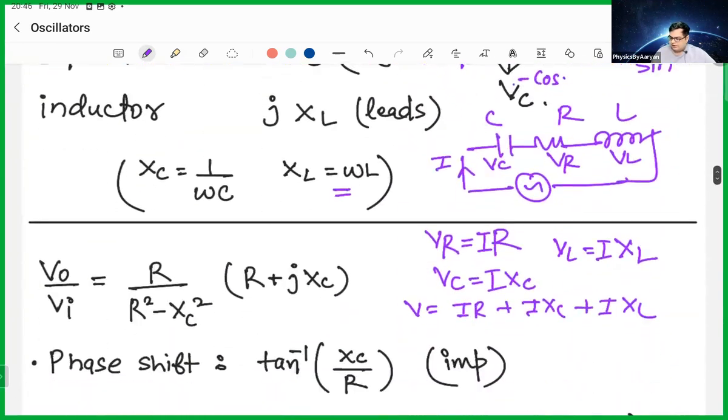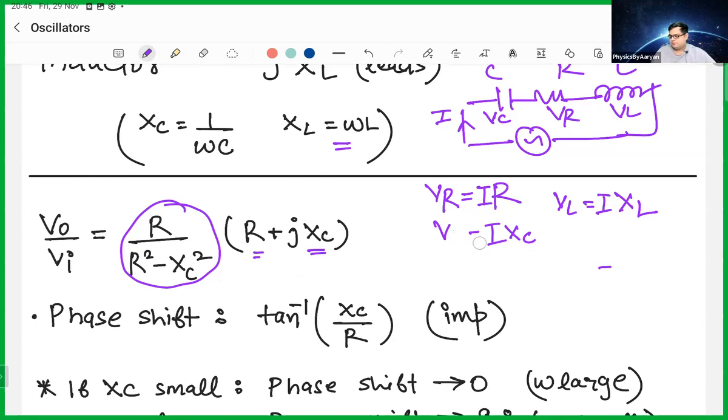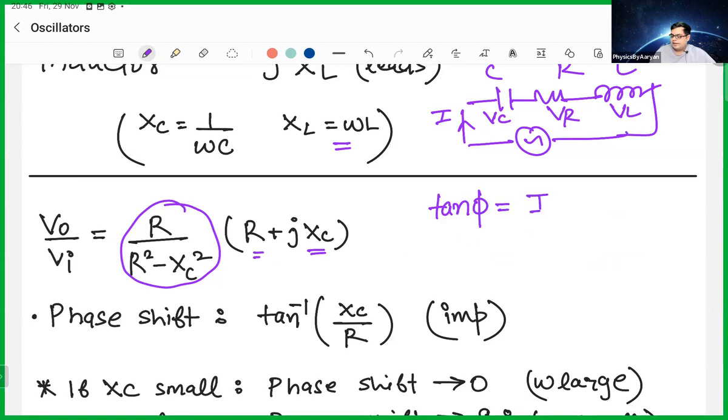Okay, let's bring it here and let me write it here. This is constant, this is not anything, this is constant. Now this is a real part and this is an imaginary part. Okay, this is a real part and this is an imaginary part. And how do you find the phase difference? Phase difference is always tan phi equals to imaginary part by real part.